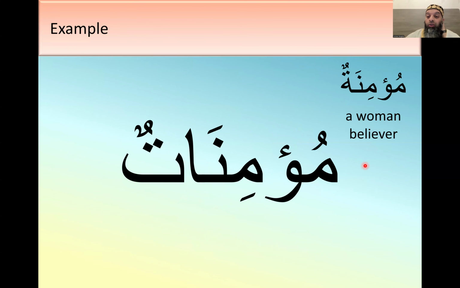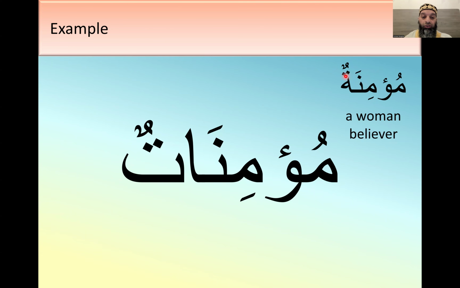Okay, so we've got mu'minatun. How can you tell mu'minatun is a woman? Yeah, it's the ta marbuta ending. The ta marbuta ending shows you that it's a woman. So mu'minah, if you want to stop there, the ta marbuta becomes a ha. Mu'minah. But when doing it with the grammar and not stopping, it's mu'minatun.